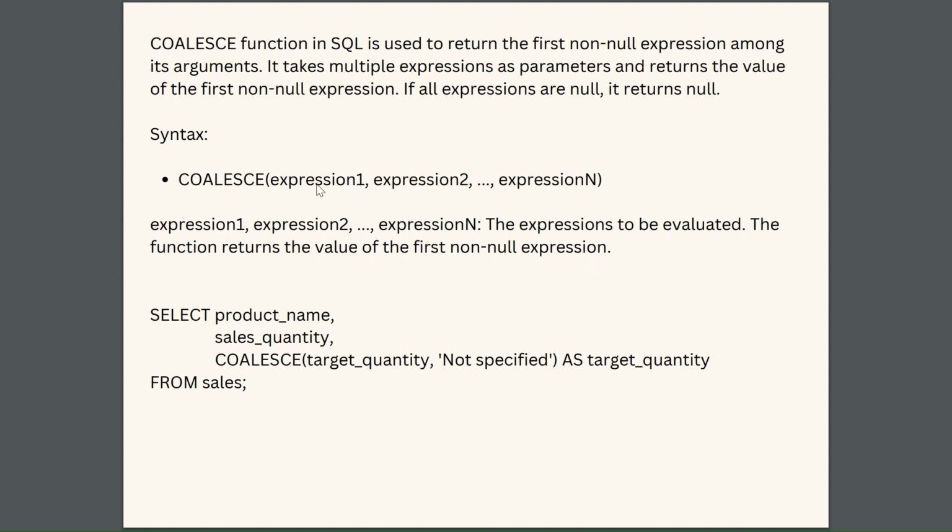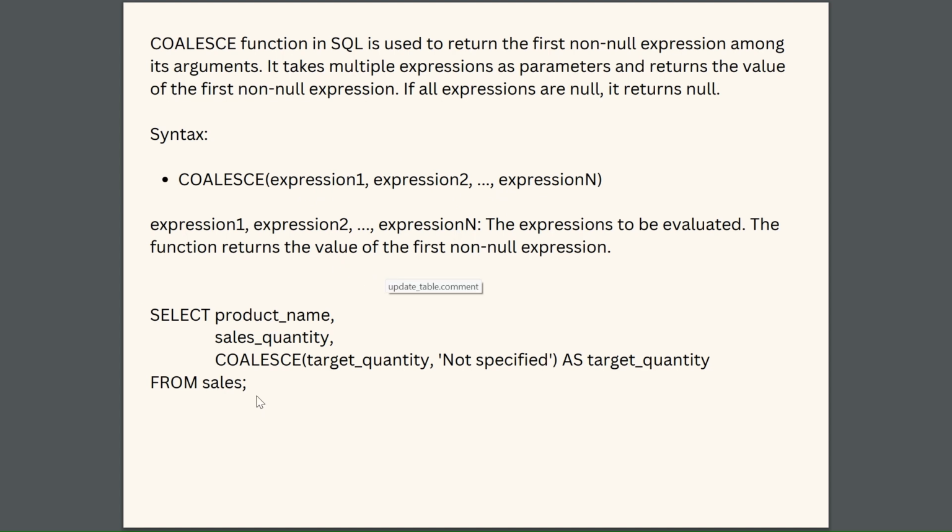Consider that expression 1 is null and expression 2 is not null. In that case, in COALESCE function, the output will be expression 2. Consider that expression 1 is null, expression 2 is null, and until expression n minus 1 it is null. That time the output will be expression n. The function returns the value of first non-null expression.